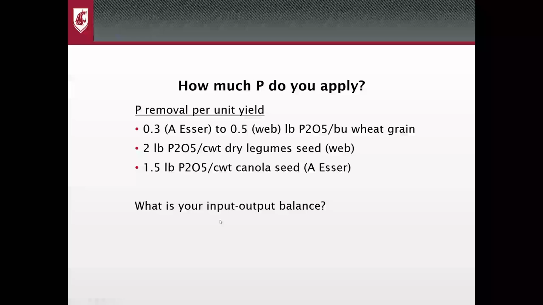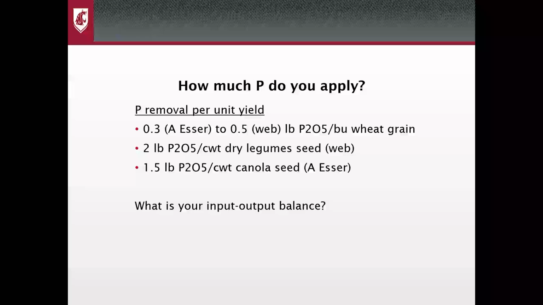And then think about your soil test results and whether those are going up or down. The reason I asked that question is when I arrived in Washington a number of years ago, I was often intrigued by the fact that I would hear farmers say, well, I'm putting on 20 pounds of P2O5 per acre and I'm harvesting 100 bushel per acre wheat yield, but my soil tests are either maintaining or going up.